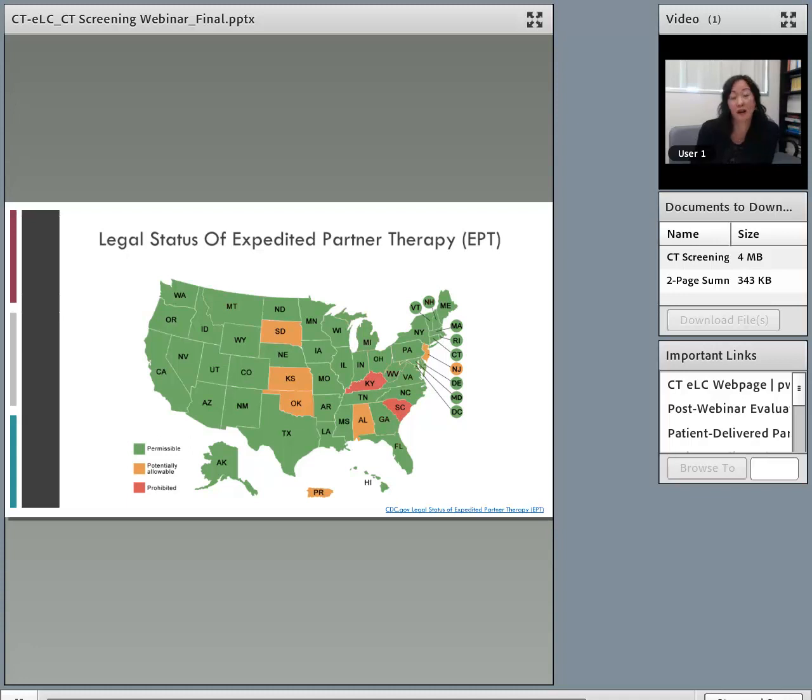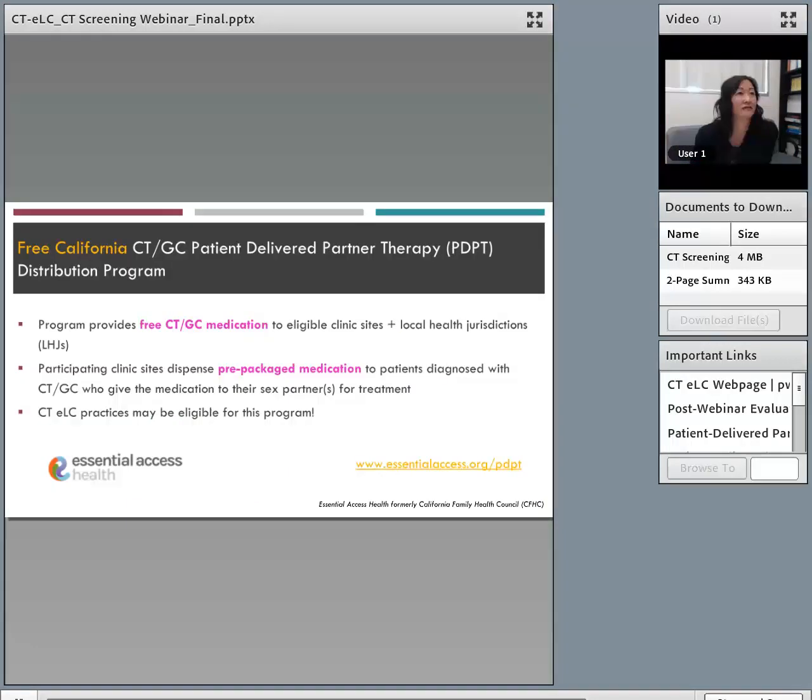And the thing is that there are barriers even when it is legally allowable. Certain places like federally qualified health centers, because of the Federal Tort Claims Act, are sometimes not able to give therapy to partners that are not actually patients of the organization. And so even though it's legally allowable, there are major structural barriers to getting it done.